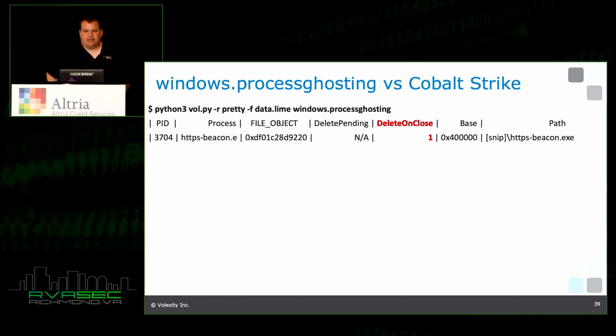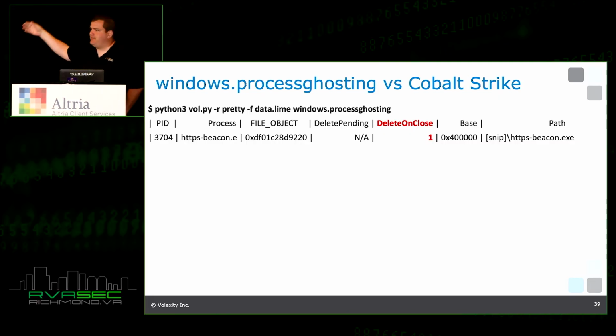This is Cobalt Strike. Like I said, it will run executables. I hate to say by default, because it's very configurable, but in many cases, you end up where the process executable is running with the delete on close bit set. So again, what that means is when the process exits, the executable that's running will be deleted by the operating system.